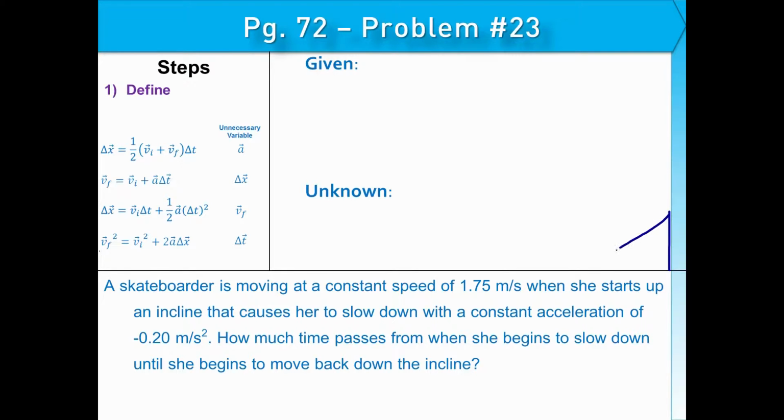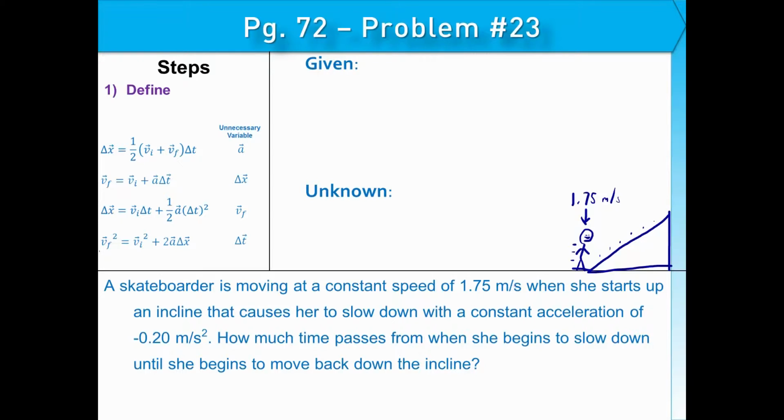You have an incline here. We have a skateboarder at the bottom. Let's draw a little skateboard, moving up. There we go. And the skateboarder is moving up this incline. Now the skateboarder starts at the bottom, and she starts with a speed of 1.75 meters per second. And then once she goes up this incline, her speed starts to decrease with a constant acceleration.